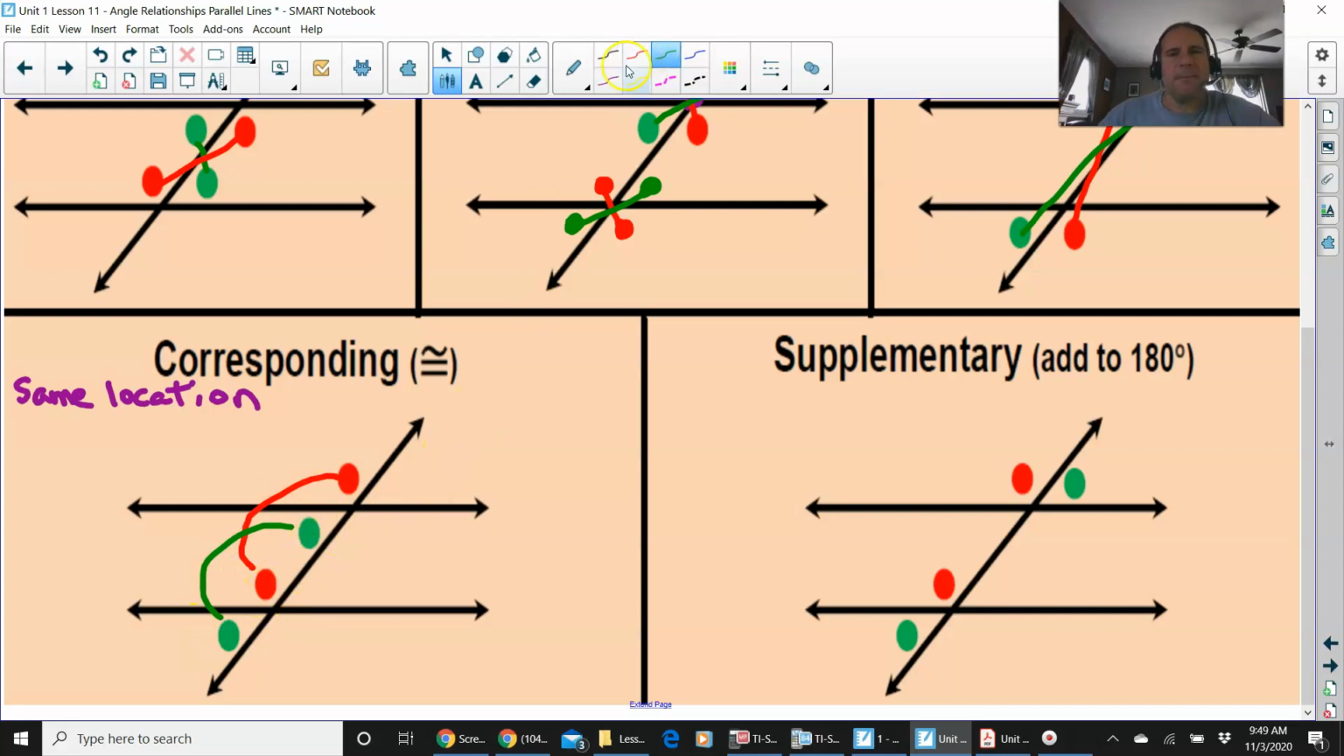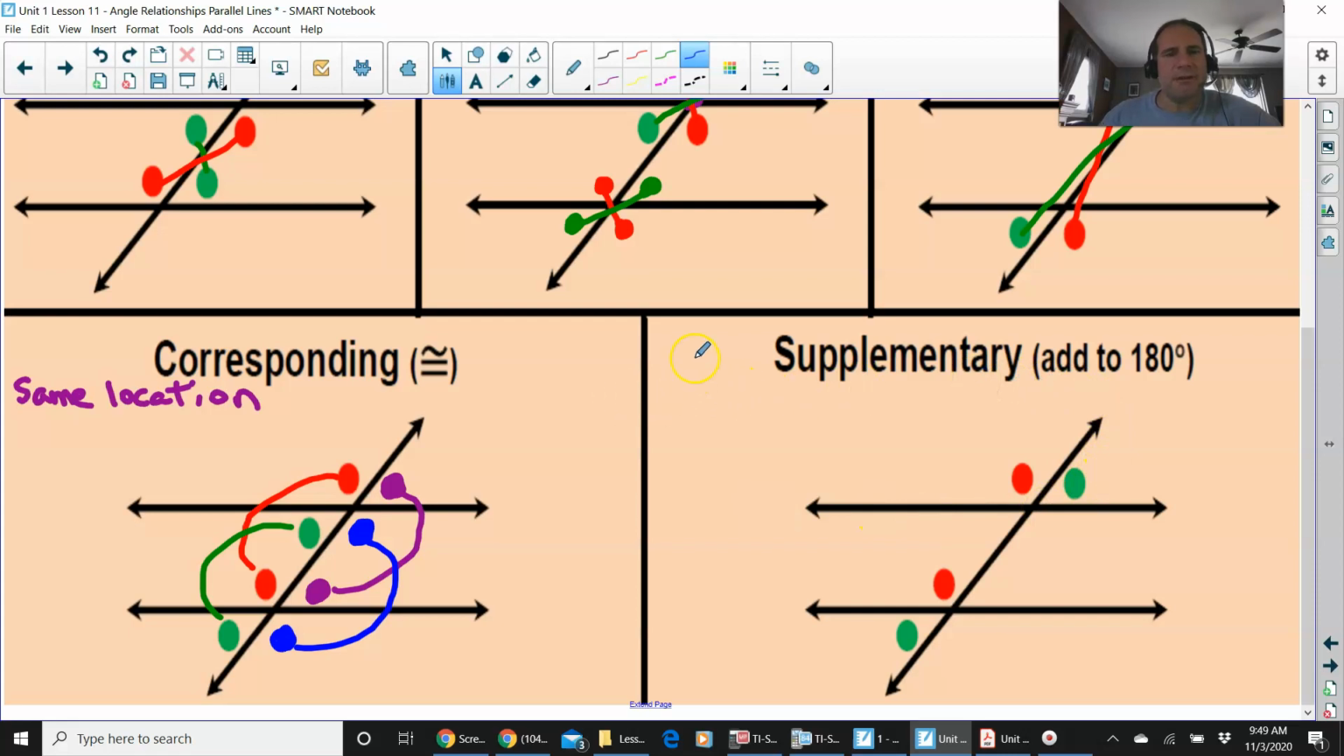We are going to make two more. Make a circle here and a circle here. Those are corresponding angles. Connect them with the C. And we'll make one here and one here. And we're going to connect them with a C. Same location, same location. Right.